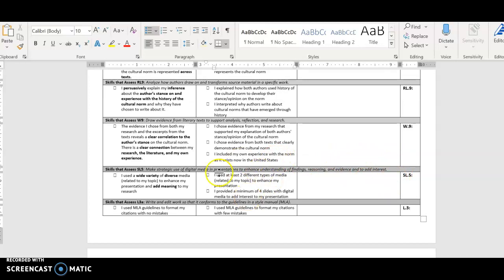So the types of media have a really specific purpose, and it's right here. It's not putting a GIF or like a meme in it to make it funny. That's not the purpose, right? The purpose is to make sure you're using that media to enhance the information that you are including in your presentation. So if you're talking about a marriage ceremony, what kind of media could you include to help your audience understand more about that marriage ceremony?